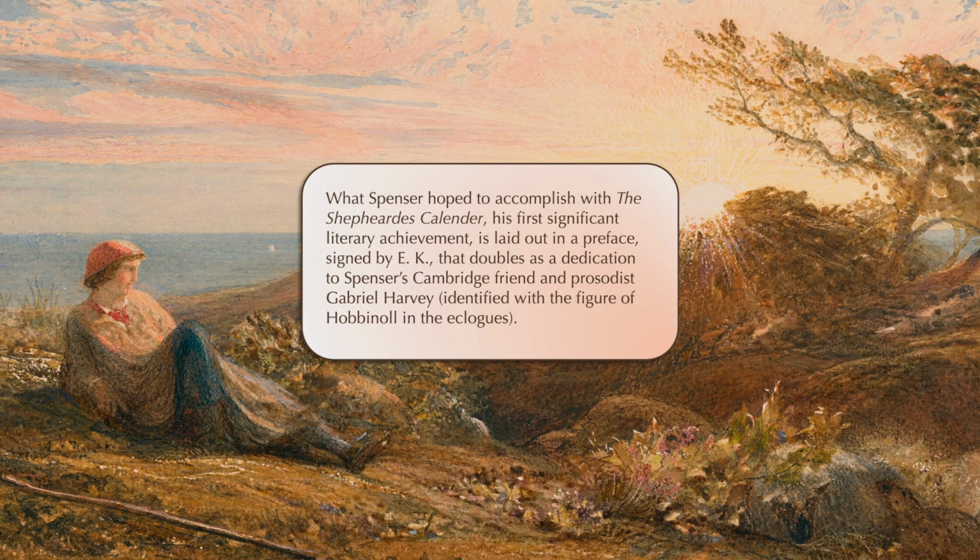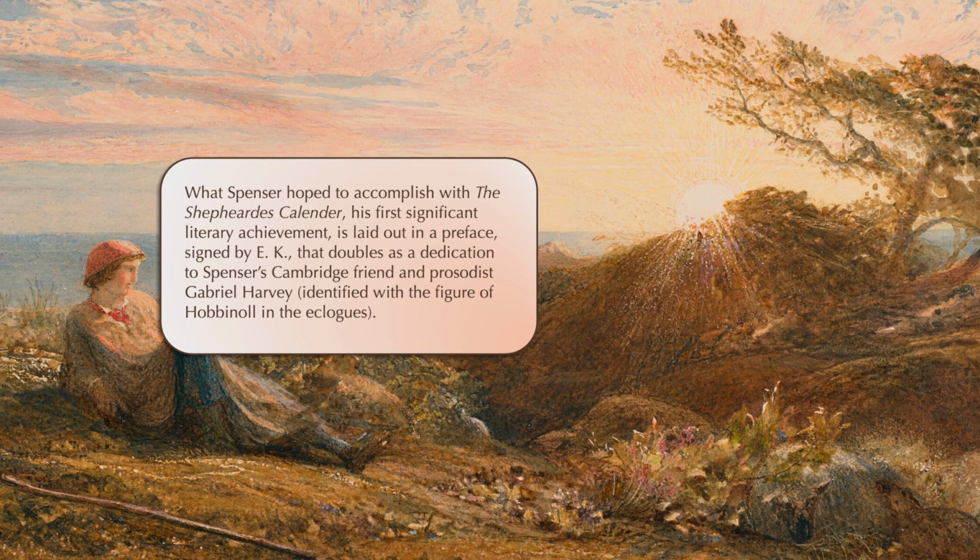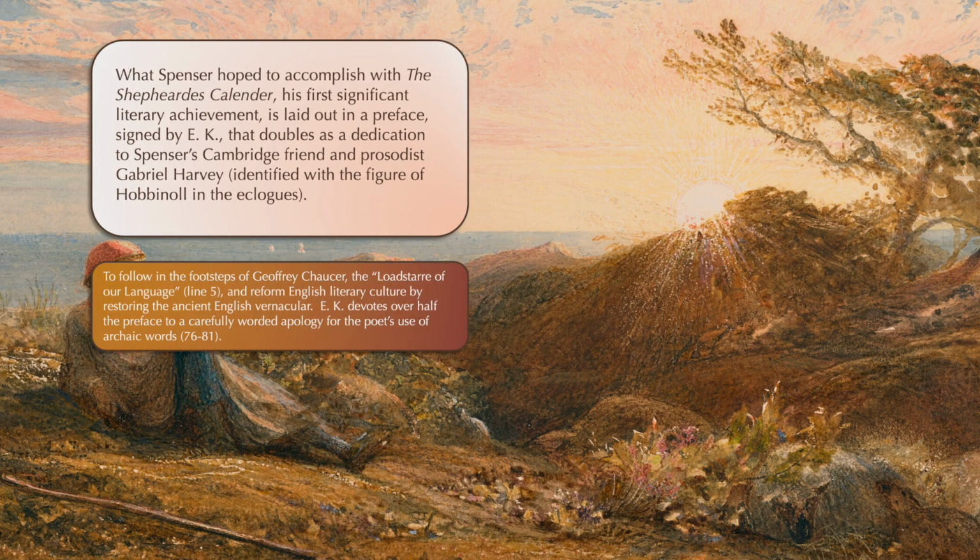So, what Spenser hoped to accomplish with the Shepheardes Calendar, again, his first significant literary achievement, is laid out in a preface that is signed, again, by this fictional editor, E.K., that doubles as a dedication to Spenser's close Cambridge friend and prosodist Gabriel Harvey, who is identified with the figure of Hobbinol in the Eclogues. So we'll talk about some of the objectives of the preface.